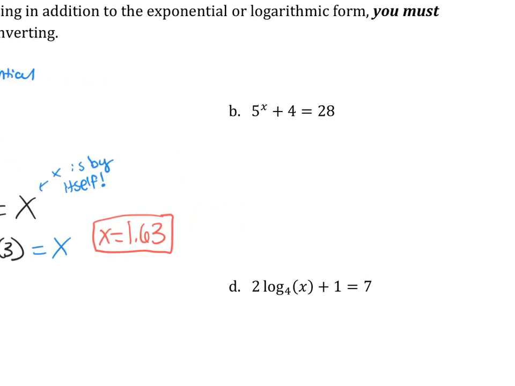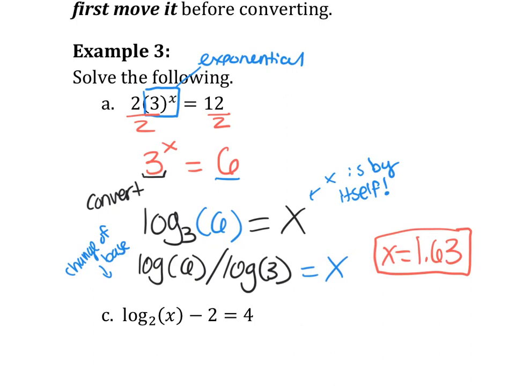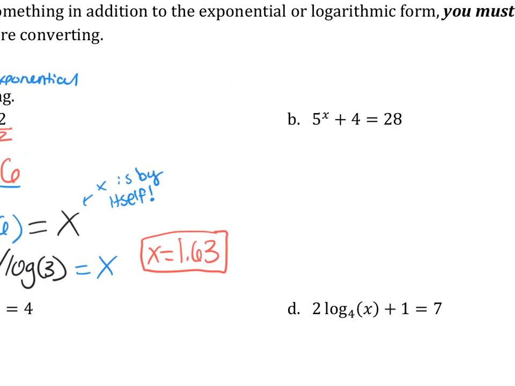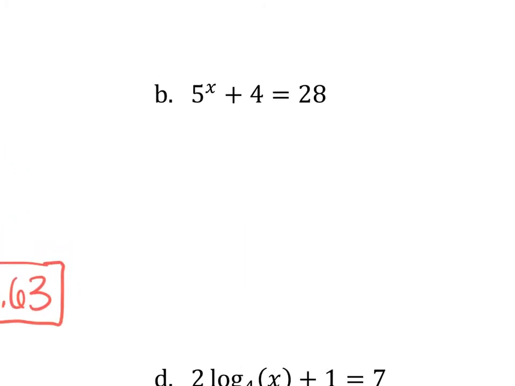Okay, can you guys try letter B? So remember, you need to get the exponential by itself first, and then you can try converting. So letter B, the exponential is the 5 to the x power, but it's not by itself yet. You should have subtracted 4 from each side so that we can get that exponential by itself. So you'll have 5 to the x equals 24.